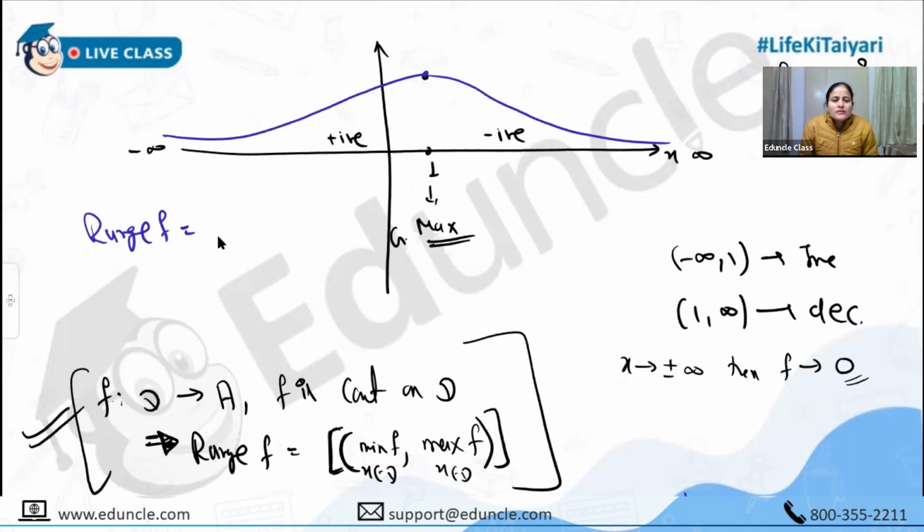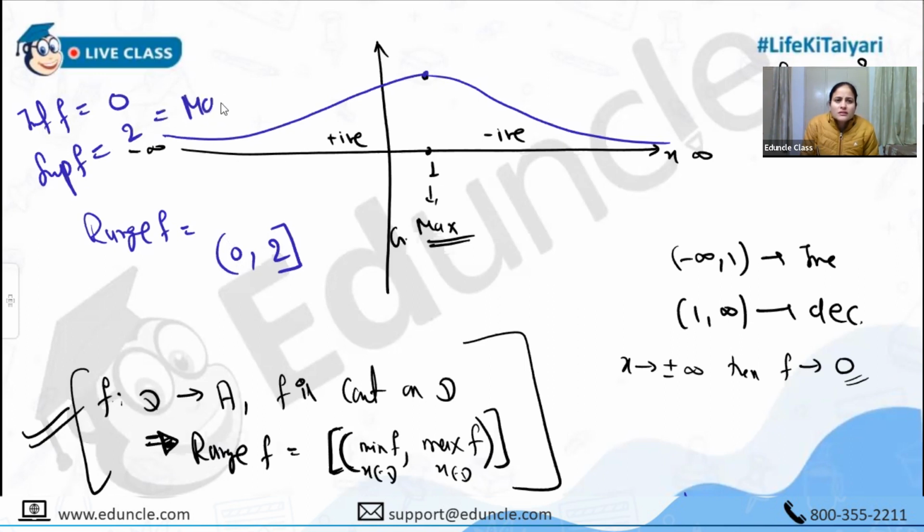Range of f is equal to infimum is 0 here and maximum is 2. So that's why I will put here closed and I will put here 0 because 0 is the infimum value while 2 is the maximum as well as supremum value. Yes or no? Here infimum of f is 0 and supremum of f is equal to 2, which is same as maximum of f, but this is not equal to minimum of f.